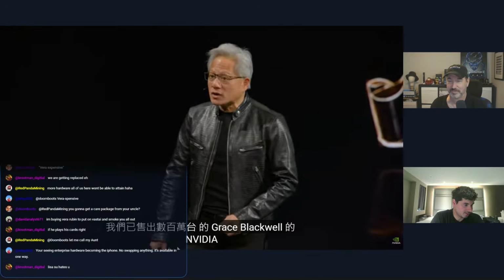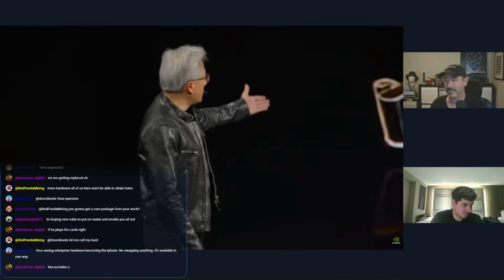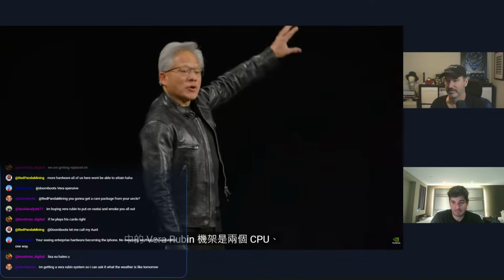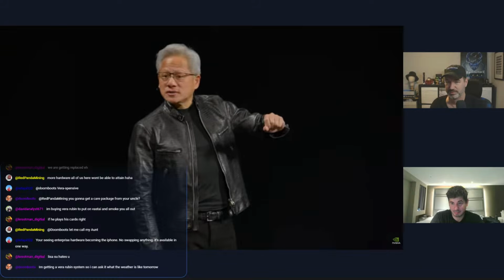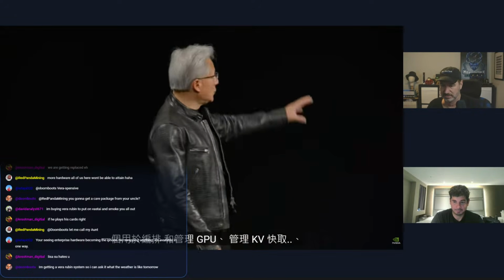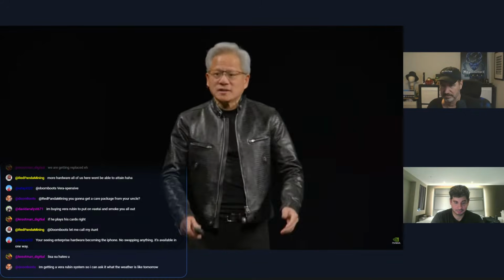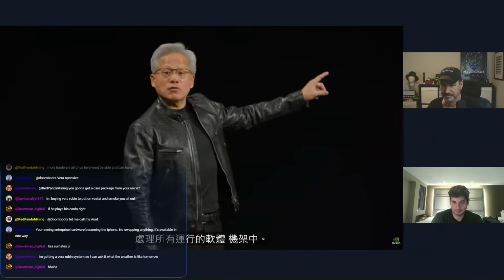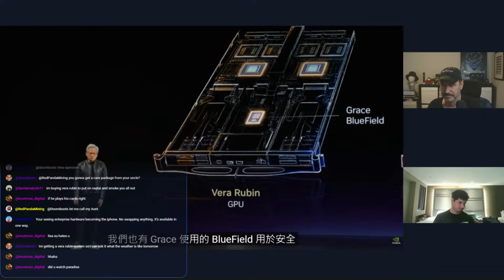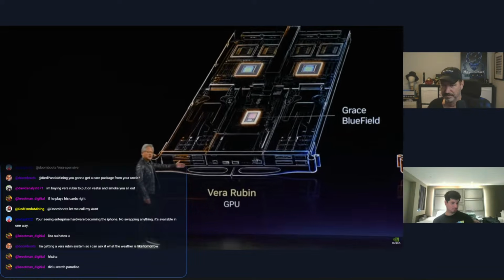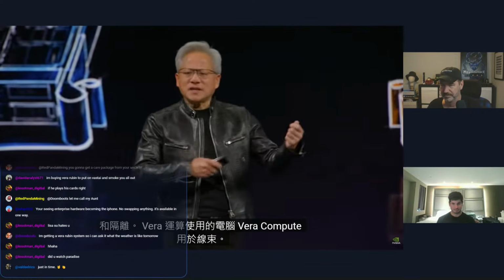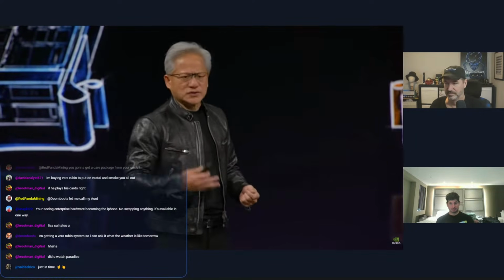NVIDIA already is one of the largest CPU makers in the world. In the Vera Rubin rack are 2 CPUs. One for orchestrating and managing the GPUs, managing the KV cache, dealing with all of the software that runs in the rack. We also have the Grace Bluefield that is used for security and isolation. The Vera compute harnesses the orchestration of the AI models, tool use, accessing the database.